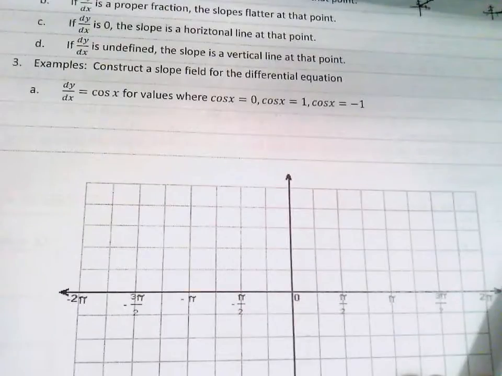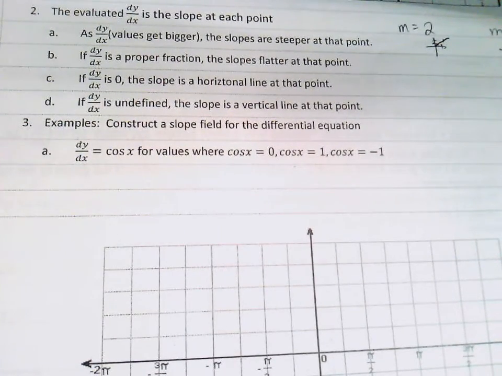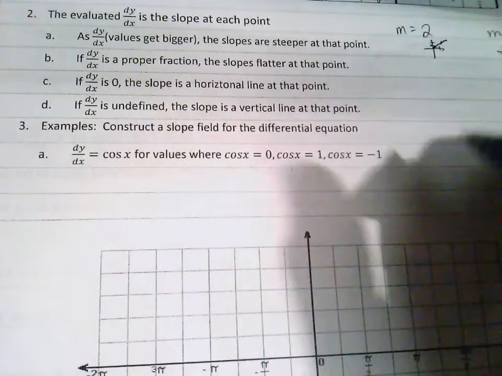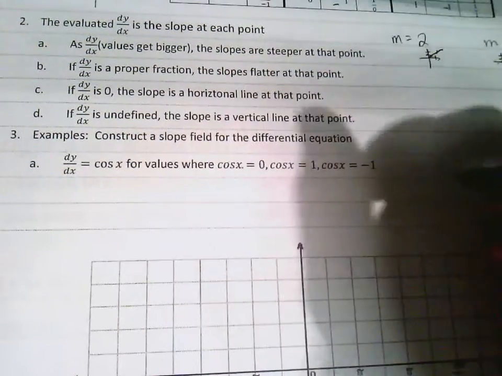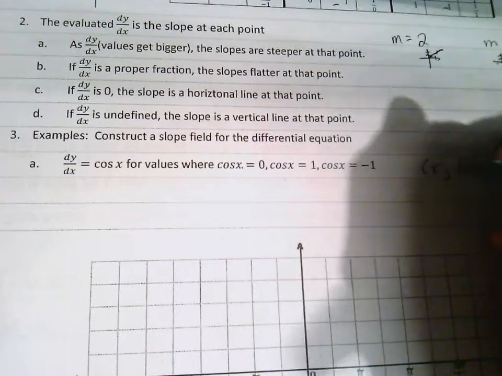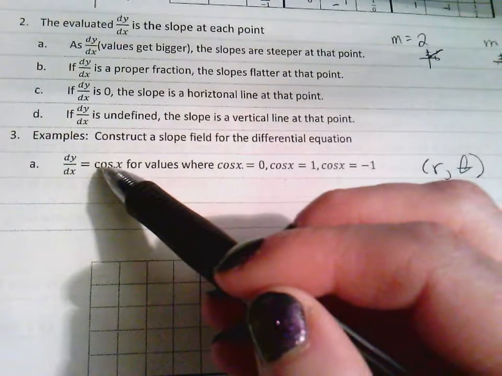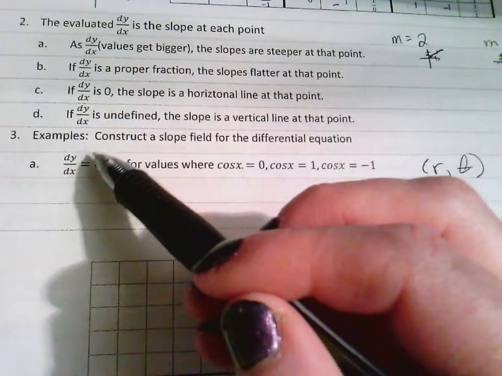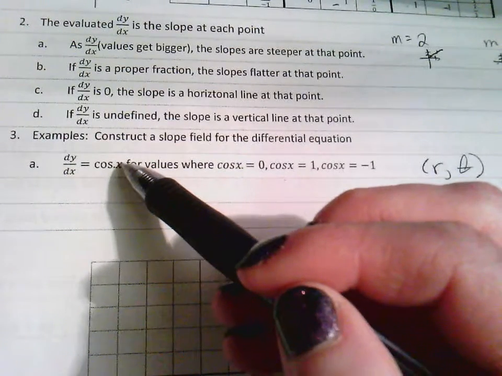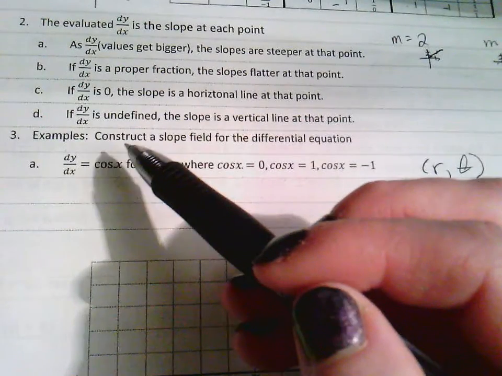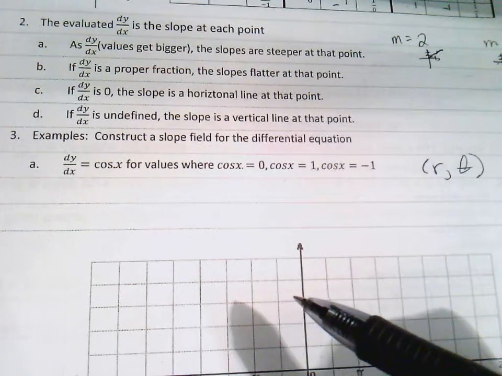Okay, so let's construct a slope field for the differential equation. If we can remember, this right here is r, this is theta. So dy over dx equals cosine of x. This is a derivative. As we've seen in the other video, we were taking the antiderivative of these. So this is the derivative right here. Whatever x is right here, that's what's going to be your slope.